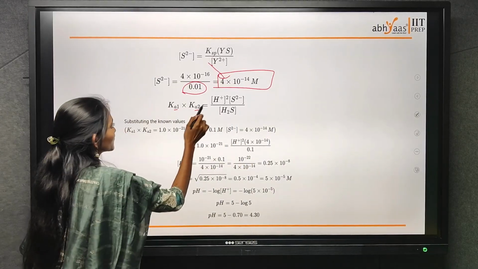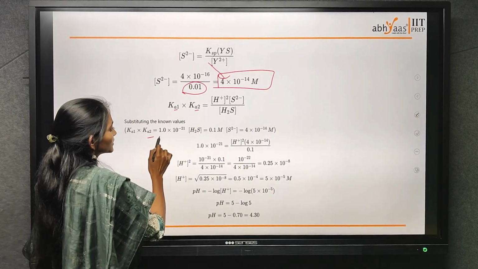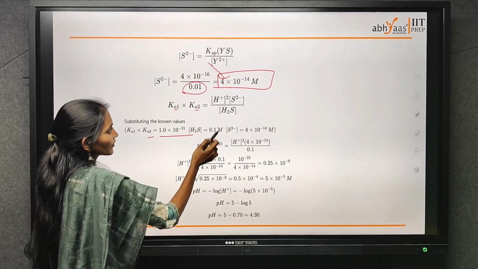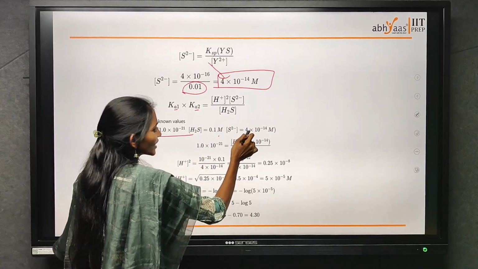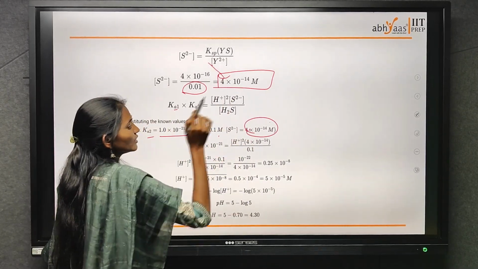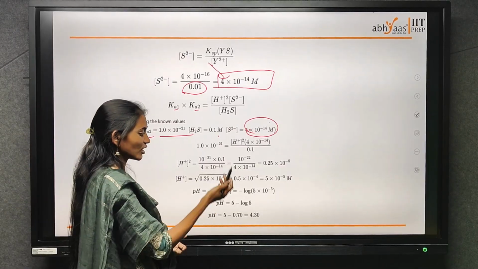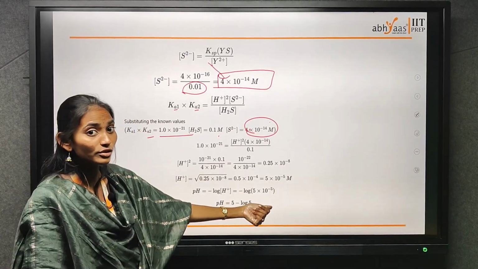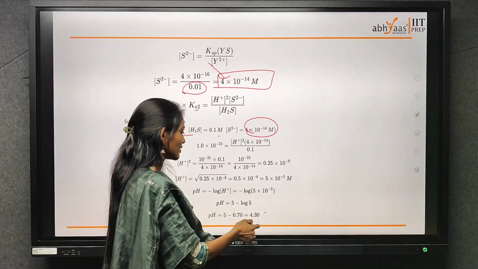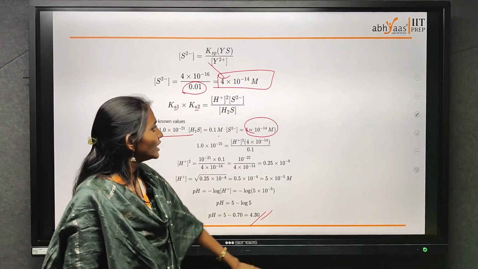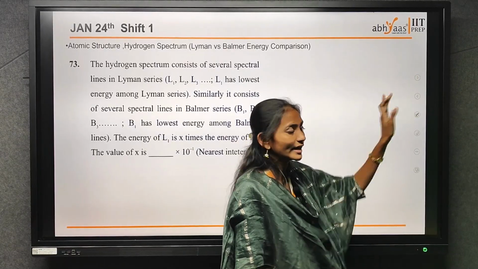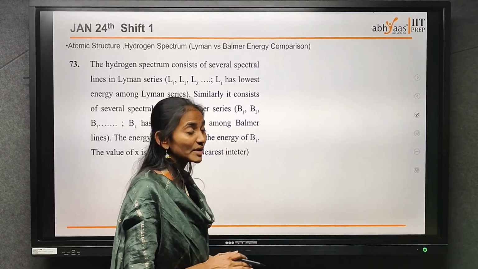If you are substituting these values, Ka is already given, and H2S means 0.1 we have already given. For S2- means 4 into 10 to the power of minus 14 M. If you calculate this much, you are getting that pH is equal to minus log H+ is equal to minus log 5 into 10 to the power of minus 5. So your answer will be 4.30. So this is a very lengthy question and calculation is a more time taking process.